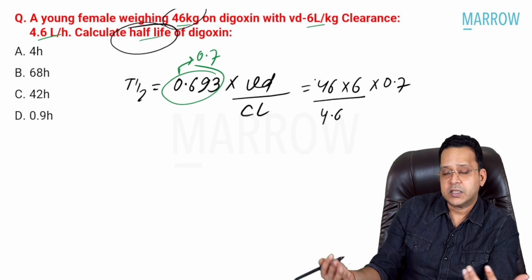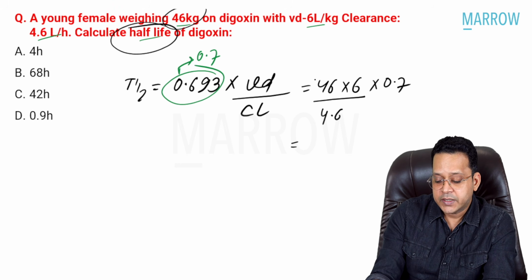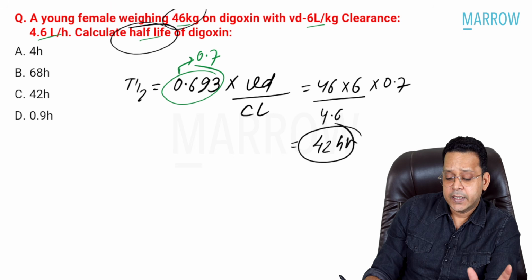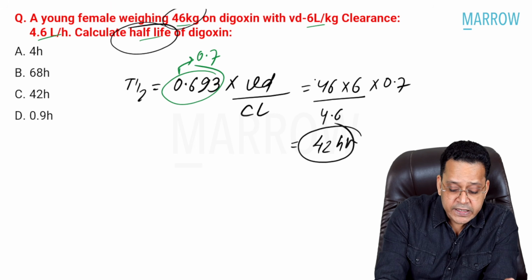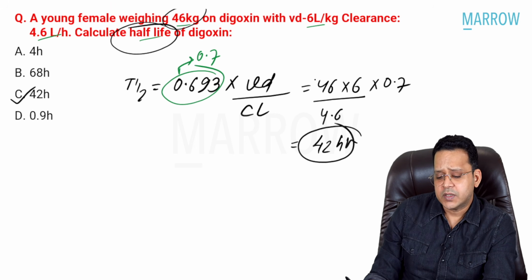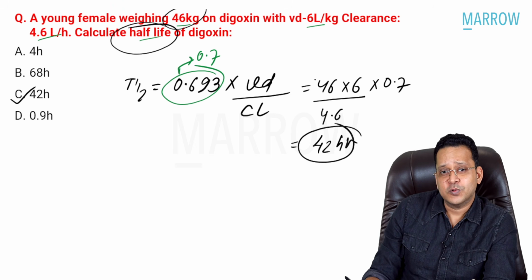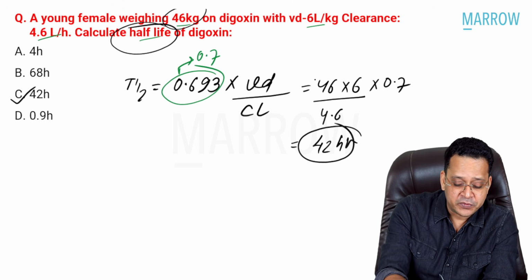Now, if you do the mathematics, the total number that comes here is 42 hours. So you can do the multiplication and it would come around 42 hours. And so the answer here, option A, B, C, D, C is the right answer. So this is an easy MCQ and only if you can do a little bit of mathematics, right? It's not a difficult one.